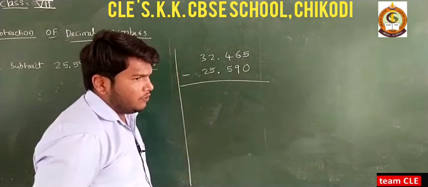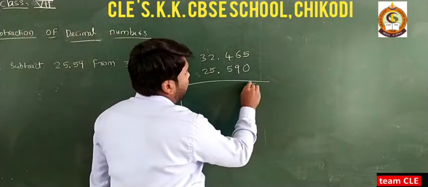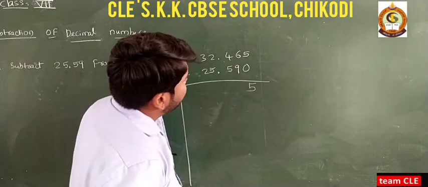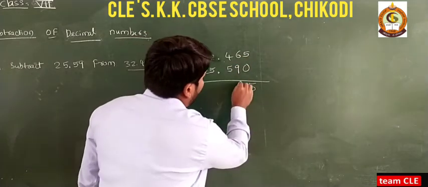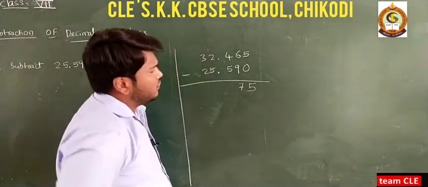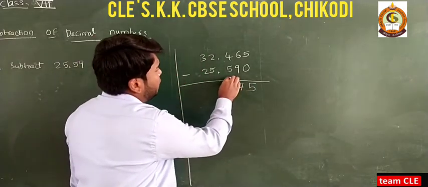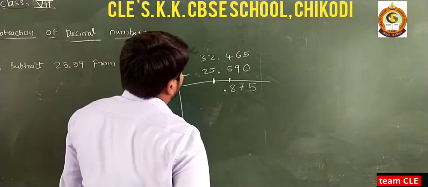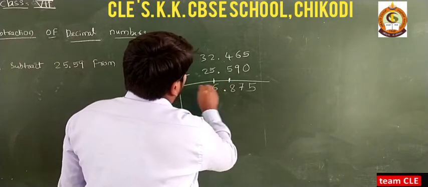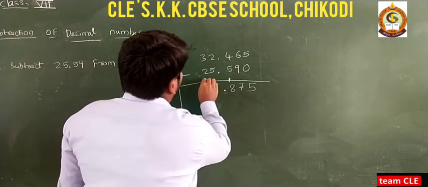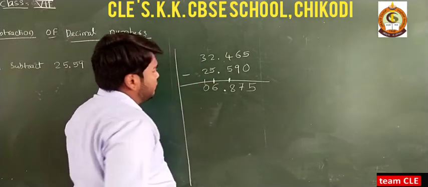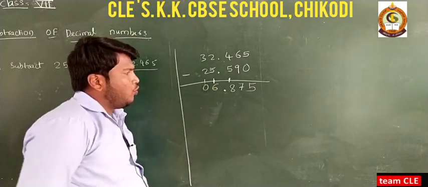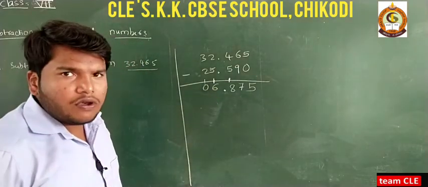Now you can write, see, 5 minus 0, you already know subtraction, it is 5. 16 minus 9. So what is 16 minus 9? So this is 7, I think so. So 1 carry. Again this is 14 minus 6, it is 8. So 1 carry. Again it is 12 minus 6 is 6. Next we have 1 carry, so 0. So it is 6.875, your required answer.